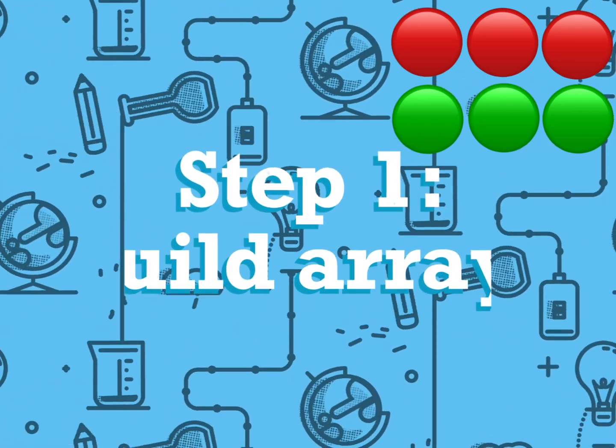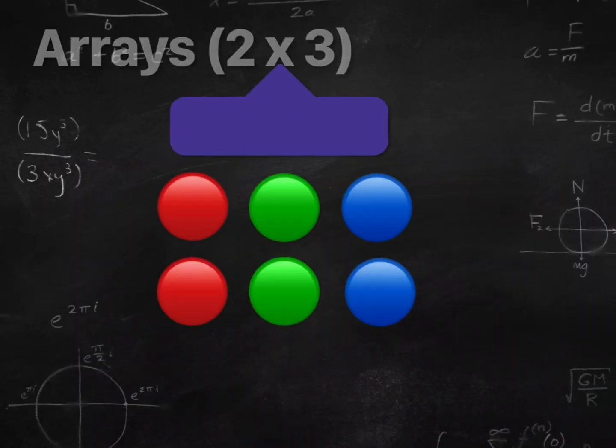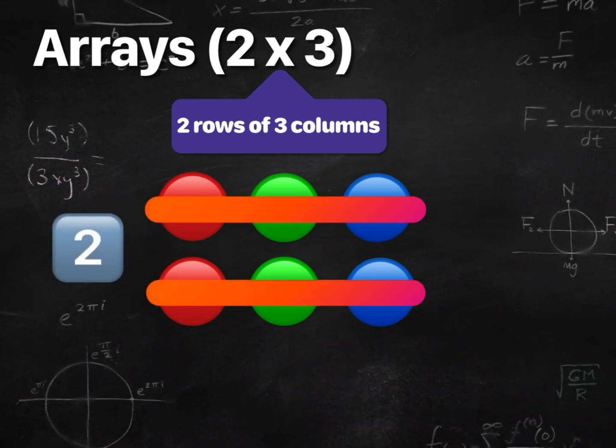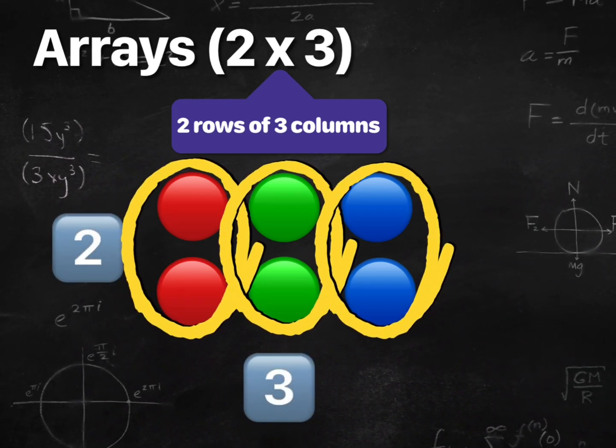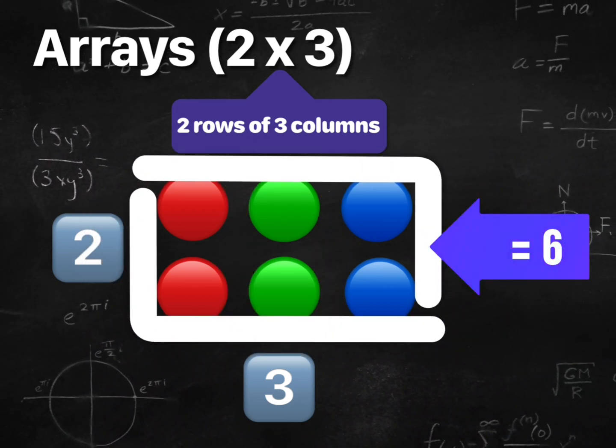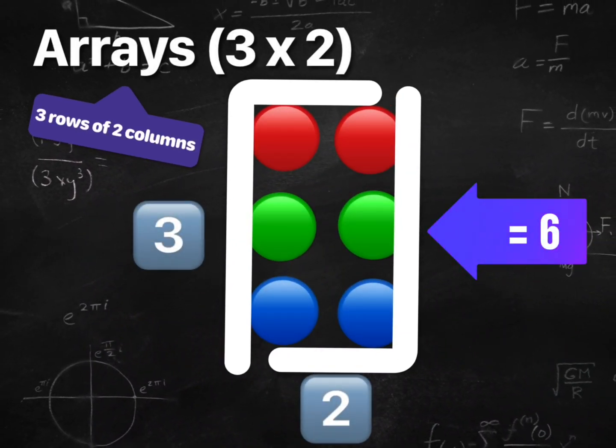Step 1. Build arrays. So to make an array of 2 times 3, we need 2 rows of 3 columns. And when you add all that together, you get your answer. And remember, it doesn't matter which way around you make your array, you'll always get the same answer.